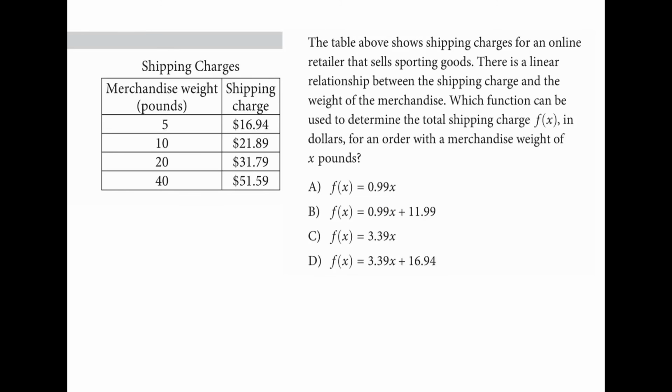So we're looking at the table and we're looking for a slope. And I notice that as the weight goes up by 10, the shipping charge goes up by about 10. A little bit less, you lose 10 cents. So I'm looking for a slope that is really, really close to 1. And that tells me it's either A or B.